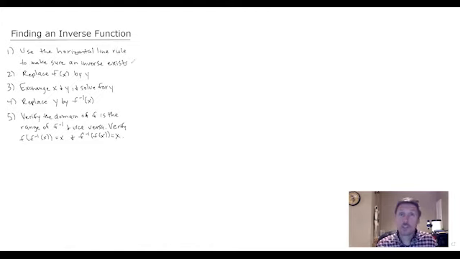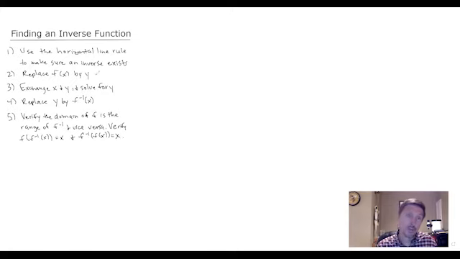The first thing you want to do, if you can view a graph of the function, is make sure it passes the horizontal line test, right? Can you pass a horizontal line through the function that intersects more than 1 point? If you can, then no inverse exists for that function. But if you can't, then we can proceed on to step number 2. You're basically going to replace f of x with y.